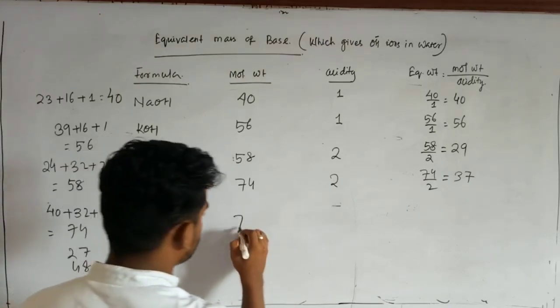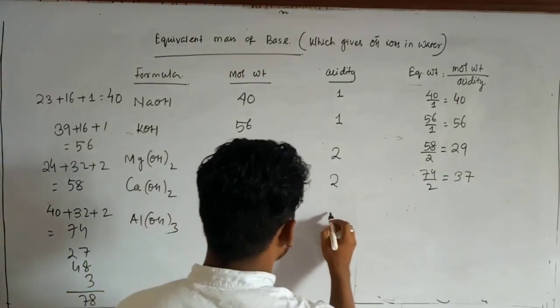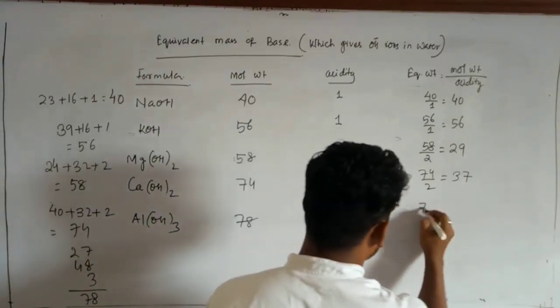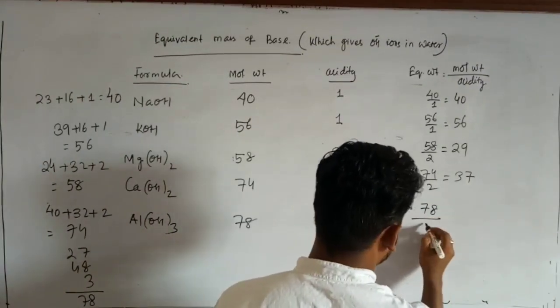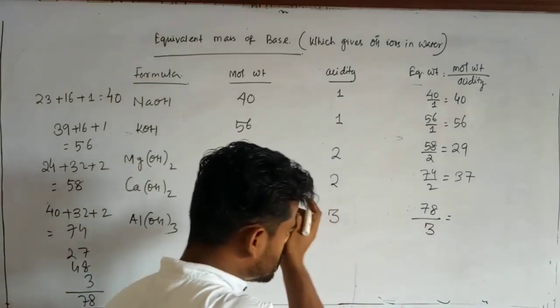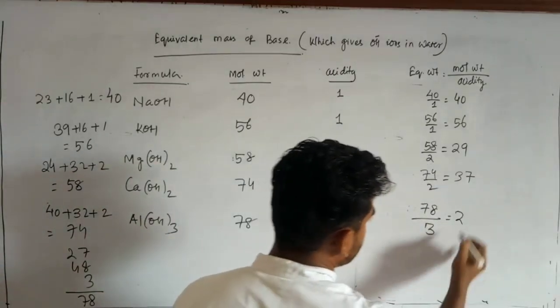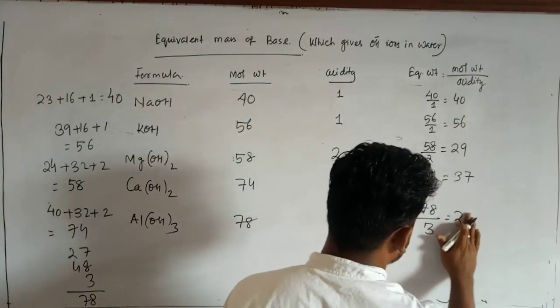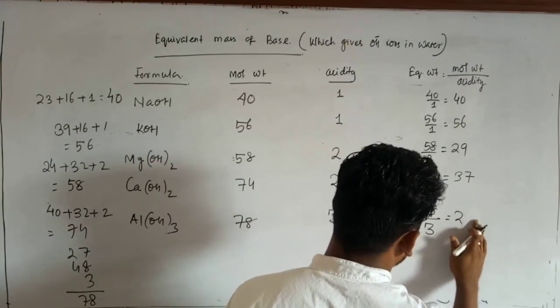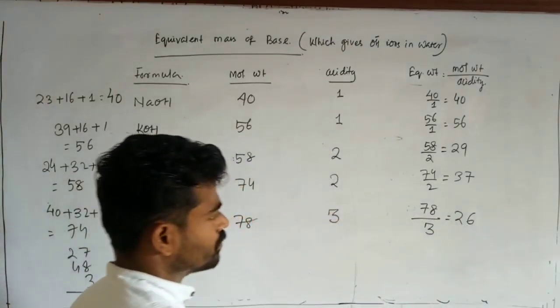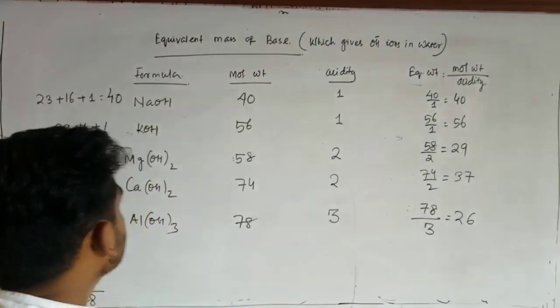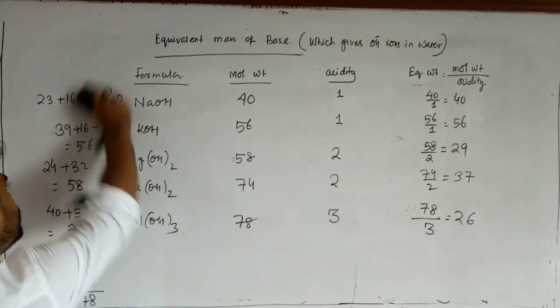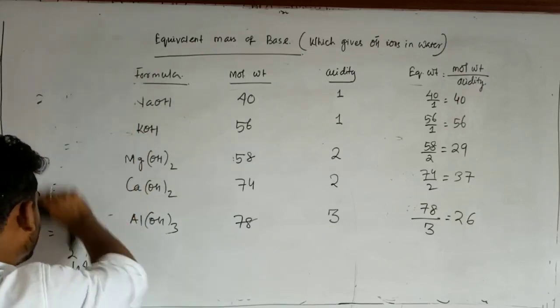That will be 78. Okay, so here acidity will be 3, so you can write down like this: 78 upon 3, that will be equal to 26. Okay, so this is about the equivalent mass of base. How can you calculate the equivalent mass of base?